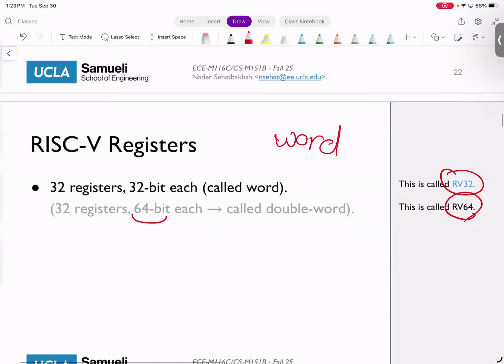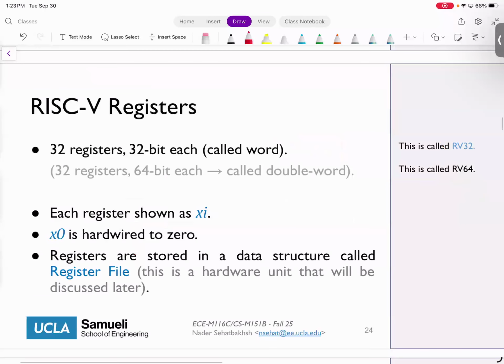Okay. In RISC-V, we use the letter X to denote the registers. The numbers start from 0 and go all the way to X31. X0 is hardwired to 0. It's generally generating 0 because 0 is very useful in many cases. So if you write to X0, nothing happens. It always stays at 0.